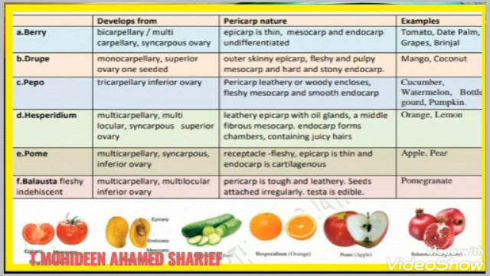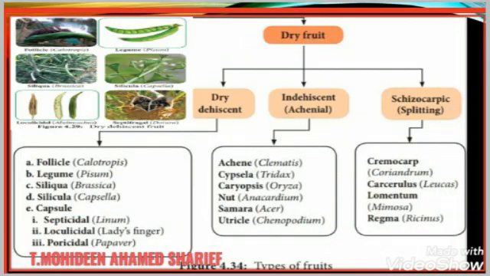Fruit develops from monocarpellary superior ovary and dehisces through both dorsal and ventral sutures. Example, Pisum. In Siliqua, fruit develops from bicarpellary syncarpous superior ovary, initially one chambered, but subsequently becomes two chambered due to the formation of a false septum called replum. The fruit dehisces along two sutures.